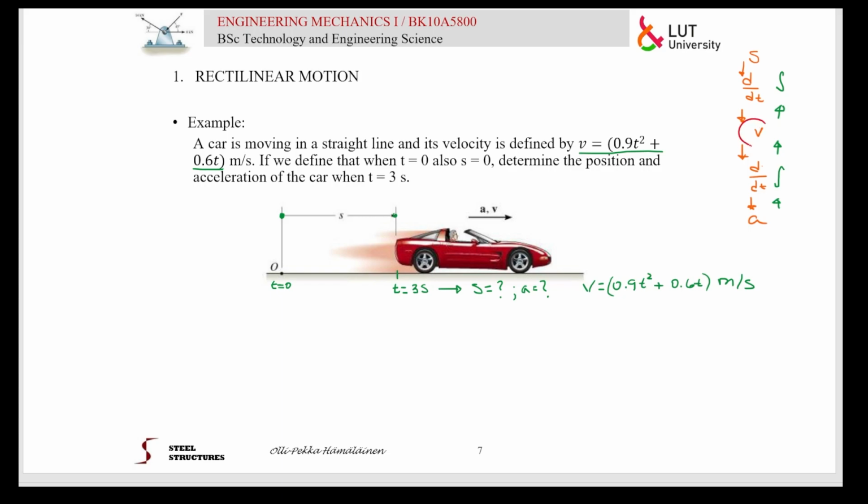If I have only this represented by this formula, and they're asking me to tell me about this and this, that means that if I wanted to determine the position of the car, meaning s, I have to integrate the velocity to get to the position. If I wanted to know the acceleration of the car, I have to differentiate the velocity to get it. So let's start with the first one.